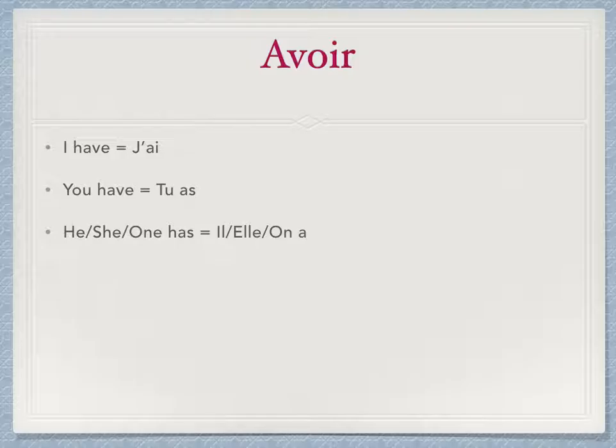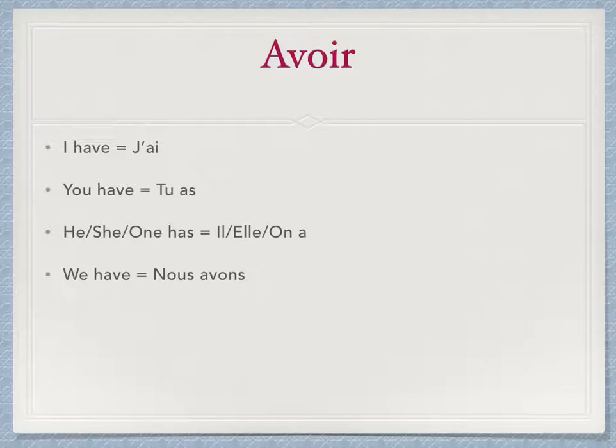Okay, I did go ahead and put this all in one line just for ease, but of course, hopefully, you remember that all of these are using the exact same conjugation interchangeably. So he has, il a, she has, elle a, one has, on a.